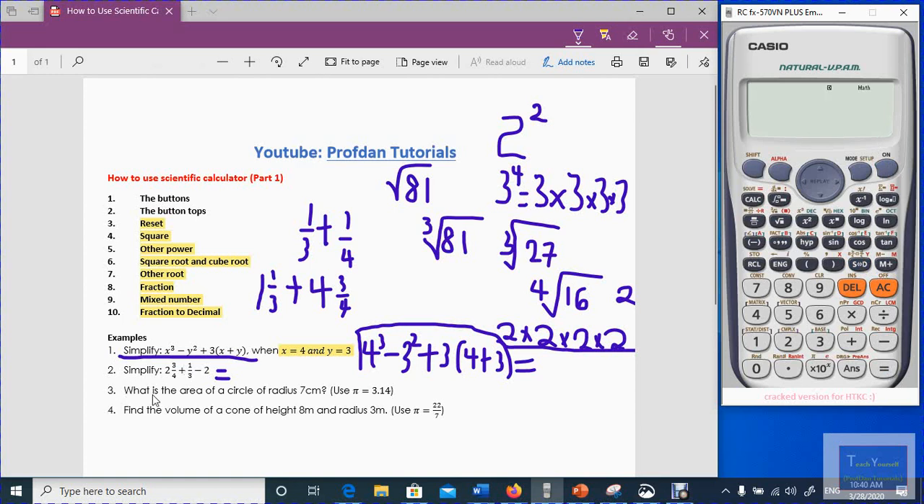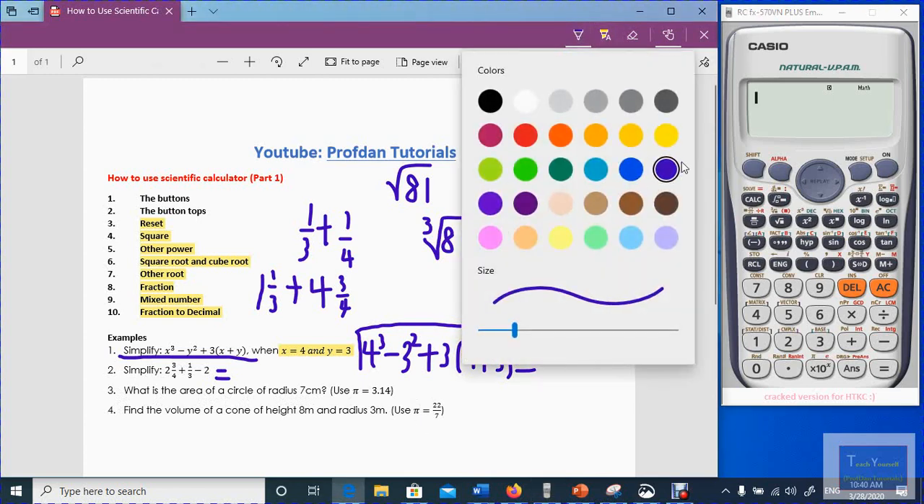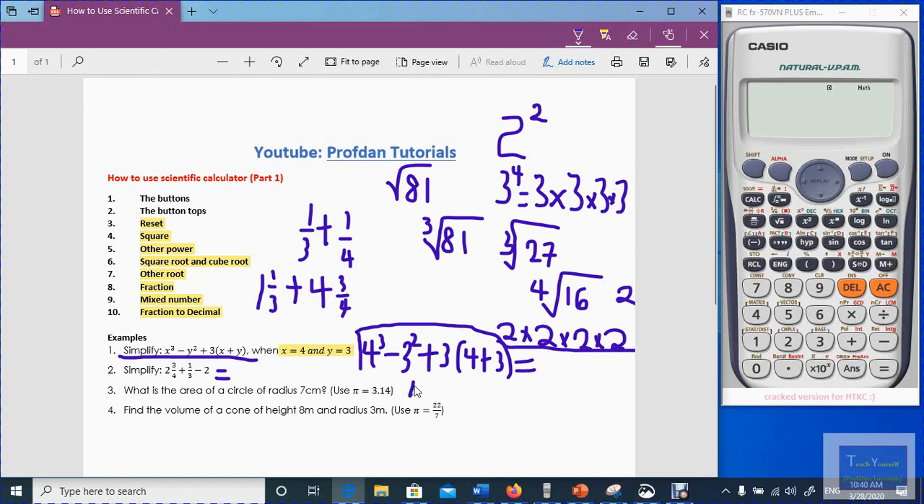Okay, the number 3 question: what is the area of a circle of radius 7 centimeter? Now you know the formula for finding area of a circle. The area of a circle, A, equals the constant pi times the radius squared. You've been given the value of pi here. It says use pi as 3.14. So that means I have 3.14 times the radius value given as 7. So I have 7 squared.